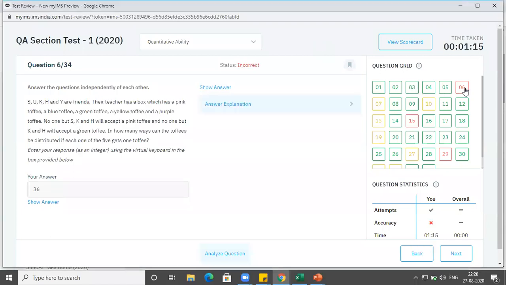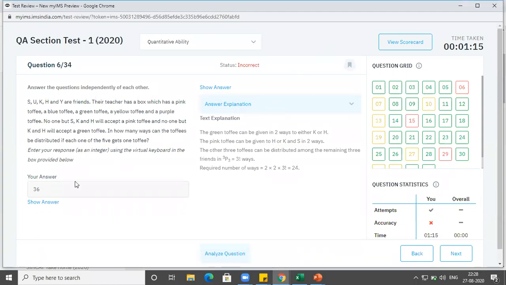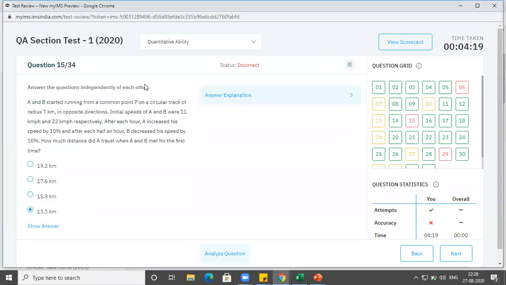Check this out, guys. Question number 6. This is the 5 friends and toffee question. Okay, this one went wrong. What's the answer? 24. Okay, anyways, we'll check this out later.